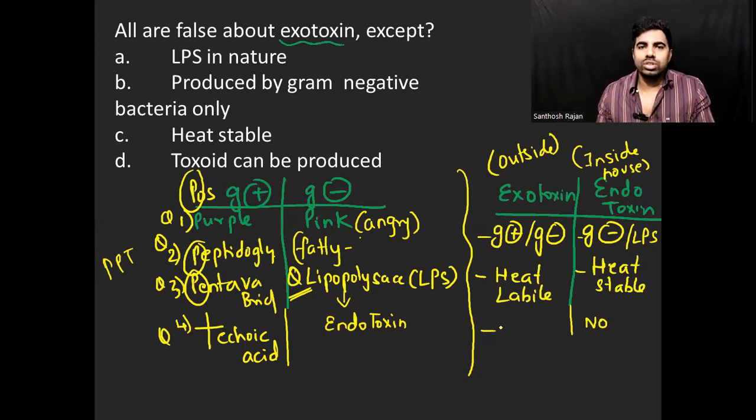But exotoxins are used for producing toxoid because they are specific for each one. They are specific for each bacteria. So you can make toxoids, tetanus toxoid, diphtheria toxoid, so many toxoids you can make.